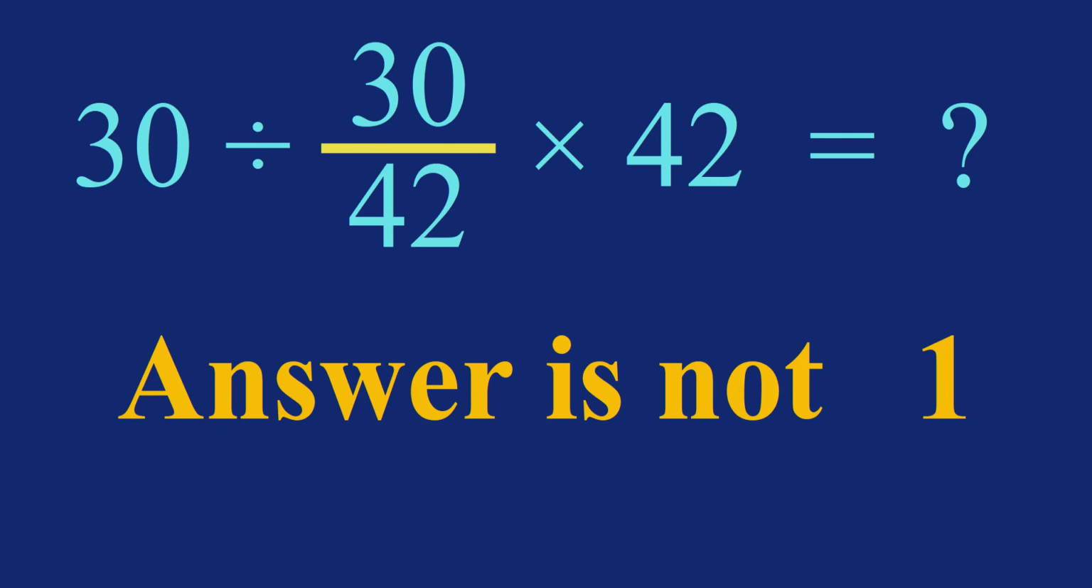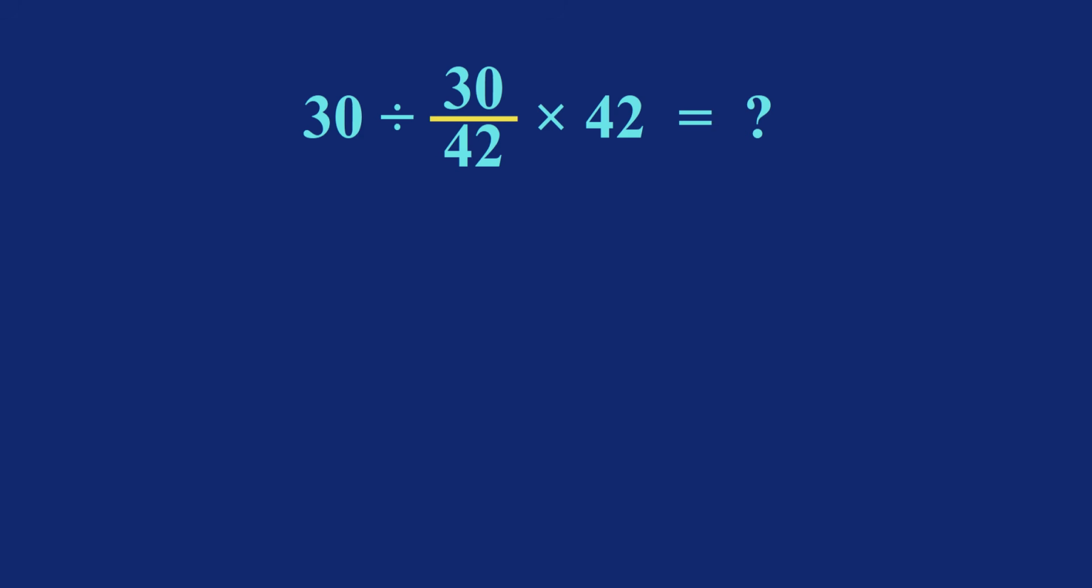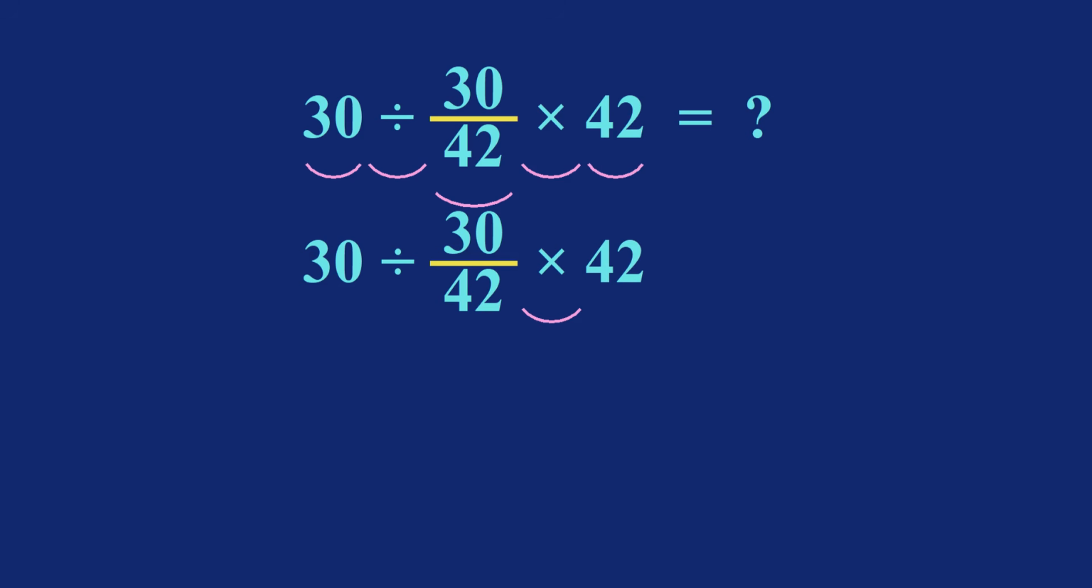On this part, our goal is to determine the numerical value of this statement: 30 divided by 30 over 42, then times 42. First we do this multiplication, 30 over 42 times 42. We can easily cancel this 42 and this 42. So here we have this 30 only, and 30 divided by 30 equals 1.